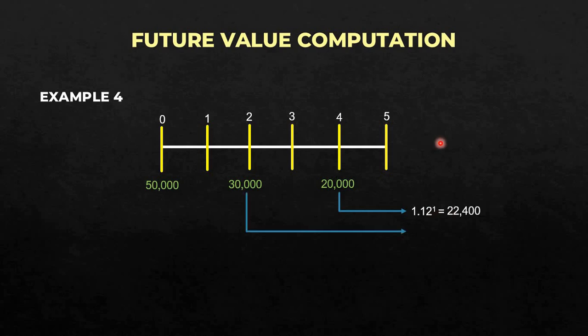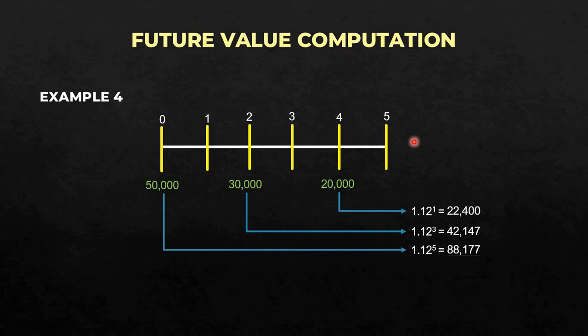Then, para naman sa 30,000, ang magiging exponent natin is 3, kasi may tatlong compounding periods siyang dadaanan bago niya marating ang 5th year. So that is 30,000 times 1.12 raised to positive 3, that is 42,147 pesos. And lastly, yung 50,000 natin, that is 1.12 raised to positive 5. 5 ang ating exponent kasi 5 ang compounding periods na kanyang dadaanan bago niya marating ang end of the term. Pag minultiply natin yan, ang sagot is 88,177 pesos.